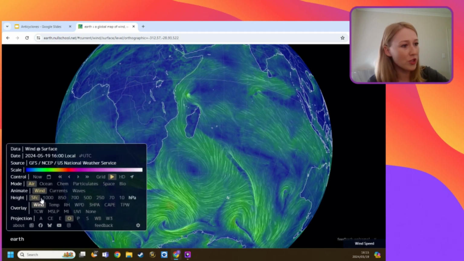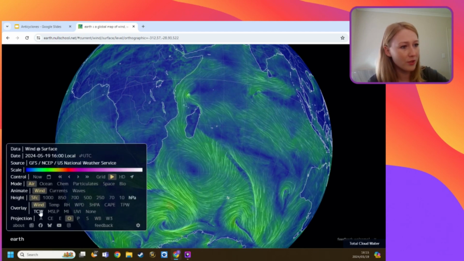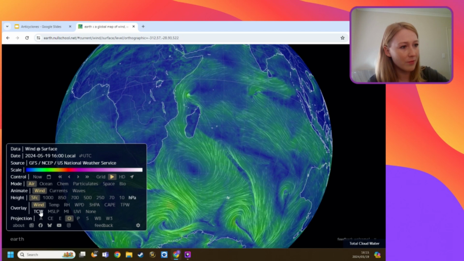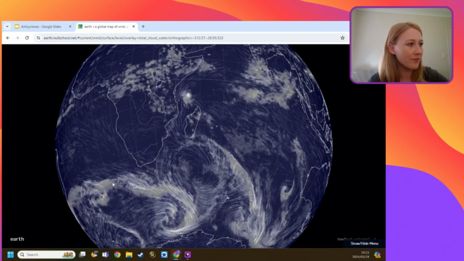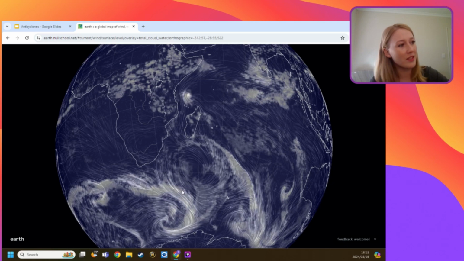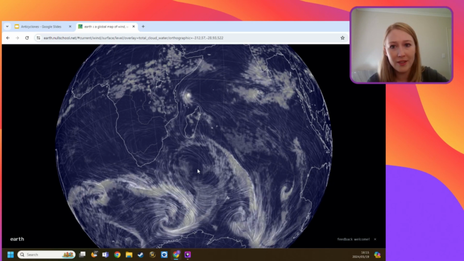I'm going to change the view to, yeah, this is the cloud overlay. There you can see that there's clouds all around, but not really anything in the middle.